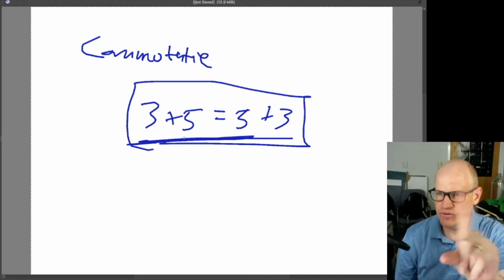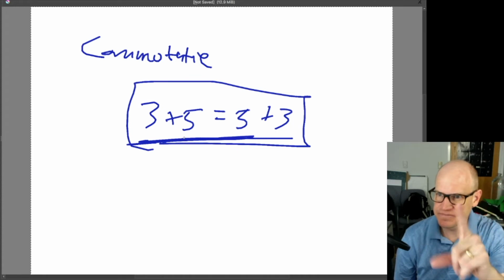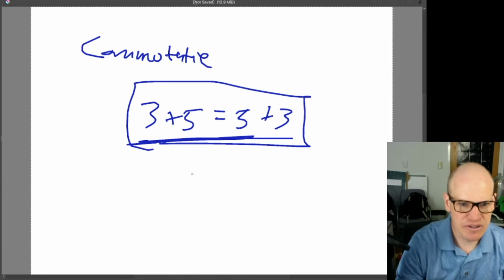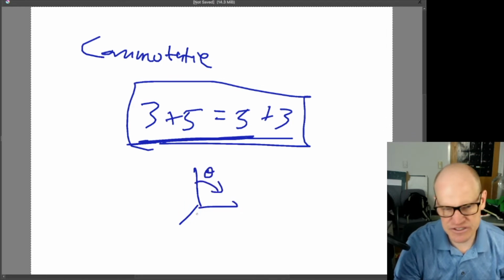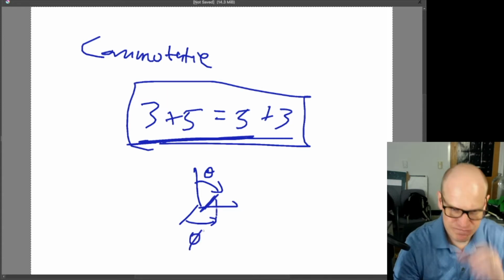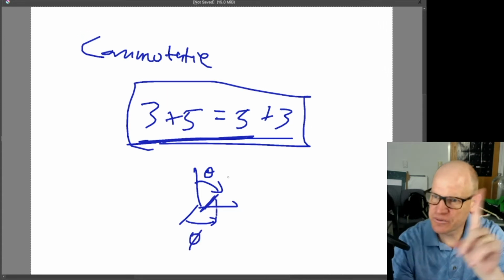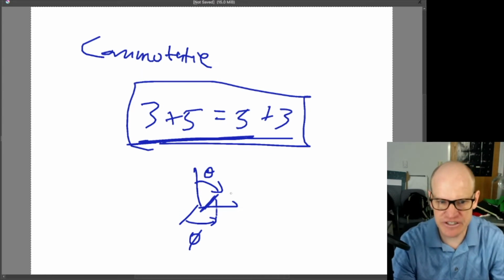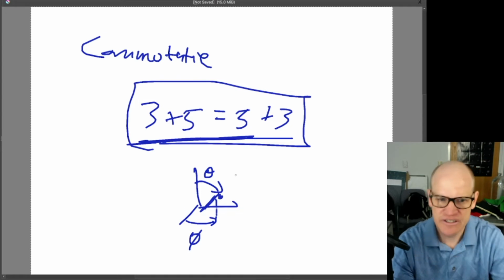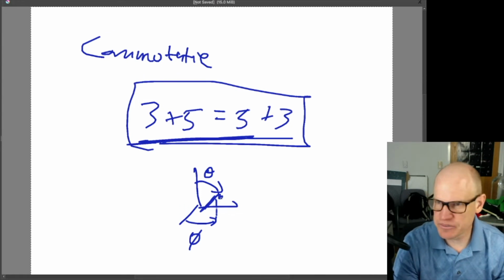So this could be rotations in a three-dimensional space. Here's your three-dimensional space. You can rotate around this angle here, that's usually given by theta if you're a physicist. If you're a mathematician, it's given by a different symbol. And you can also rotate this way with some angle phi. So rotations in 3 dimensions form a group. You can do any rotation, then any other rotation, and you'll end up with some third rotation in this 3-dimensional space.